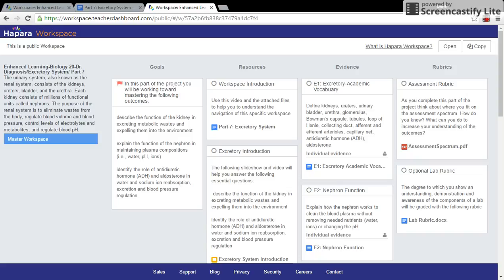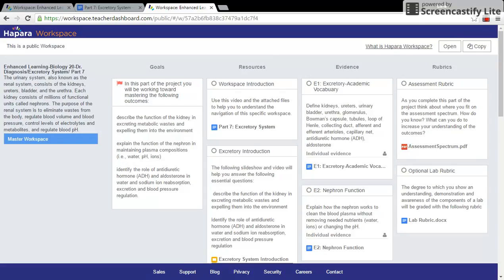And you made it to the last part of the project. This is the excretory system before you move on to your final product for doctor diagnosis. Excretory system is, again, a bit misleading like the last workspace title because we specifically talk about how the urinary system excretes waste in our body.